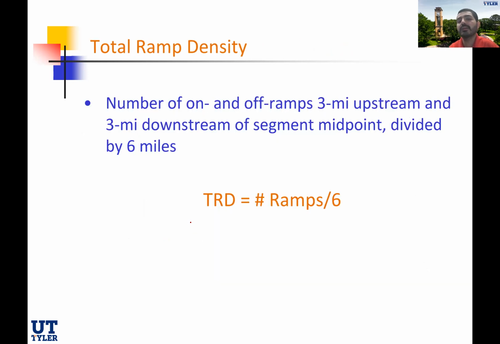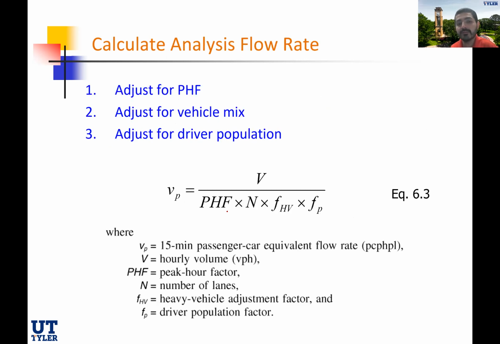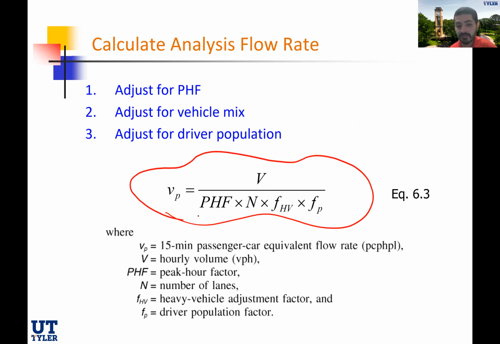And then TRD. This equation is not going to be provided. This is by definition the total ramp density. I'm going to give you the number of ramps, and you're going to divide it by 6. This is how to get TRD. This equation will be provided to you in the exam: VP, in case you need it.